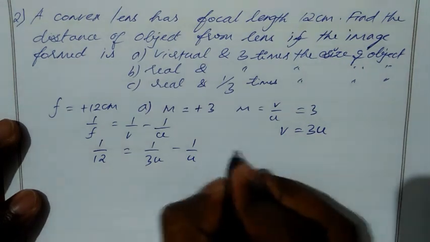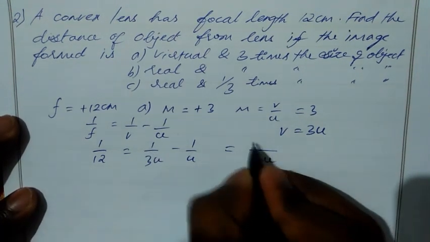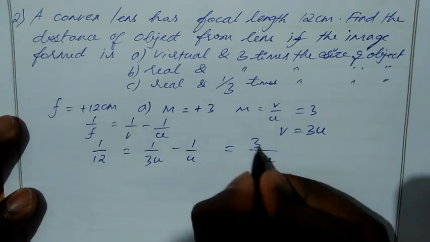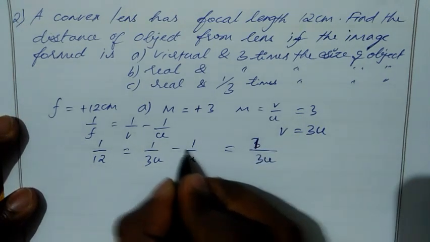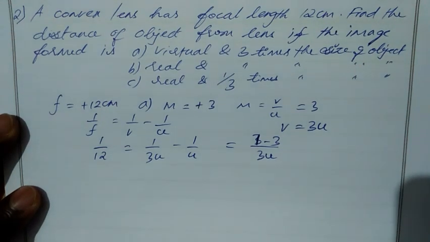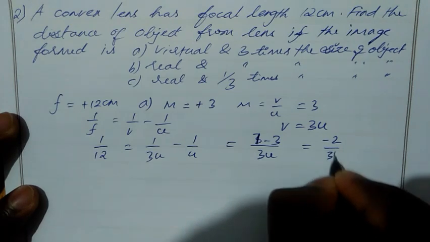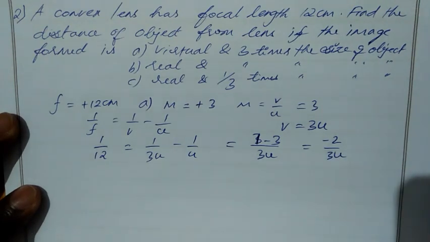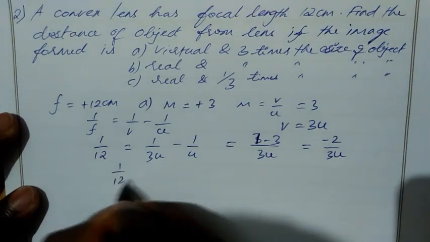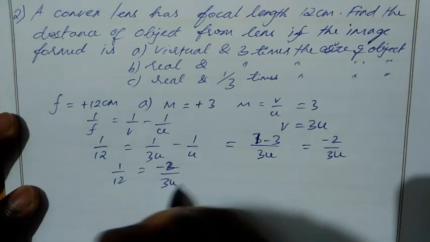Then if we simplify this, we have 3u as common. Here we have to multiply with 1. Here we have to multiply with 3, so minus 3. 1 minus 3 by 3u is minus 2 by 3u, correct? So 1 by 12 equal to minus 2 by 3u.